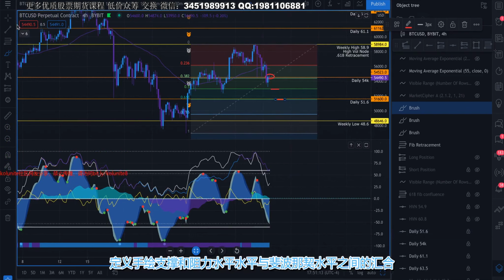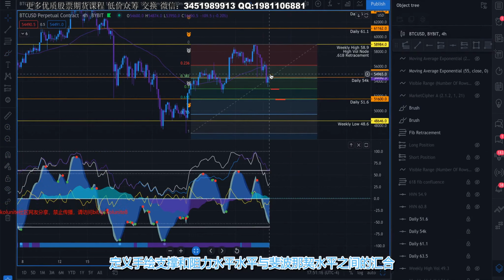If we find confluence between hand-drawn support and resistance horizontal levels and Fibonacci levels, we know that that is a very, very strong area of support and resistance. If we find confluence between, let's turn back on Market Cipher A, the moving averages, and one of these Fibonacci levels, that's a very strong area of support and resistance. So right now, if price were to come up here quickly in this purple candle, if it turns blue and shoots up to this Fibonacci retracement level, which is also the 21 EMA and the 55 EMA, that's a very strong area of resistance.